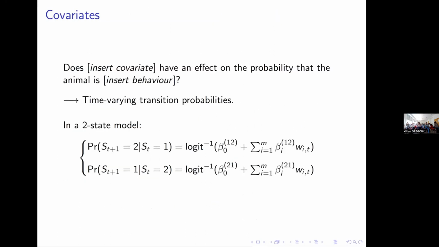Okay, now we can get some more biology in there by trying to incorporate things like covariates and how they may affect that state transition process. So this here is just saying, does [covariate] have an effect on the probability of [behavior]? You could take anything you want, like slope or elevation or habitat type, and you can make these state transitions a function of those covariates just using a simple logit link, right? That's where you can start putting interesting hypotheses into your model related to behavior.